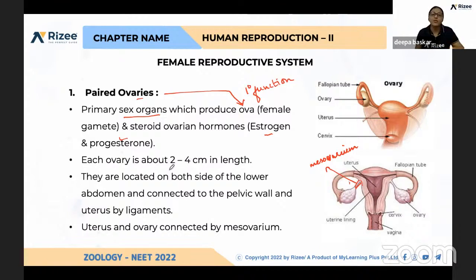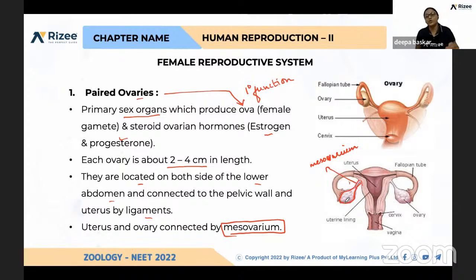Each ovary is about 2 to 4 centimeters in length. As I informed, they are located in the lower abdominal cavity and connected to the pelvic wall and uterus by ligaments. Especially it is connected to the uterus by mesovarium. Here I have given the mesovarium. So please remember the dimensions of the ovary.